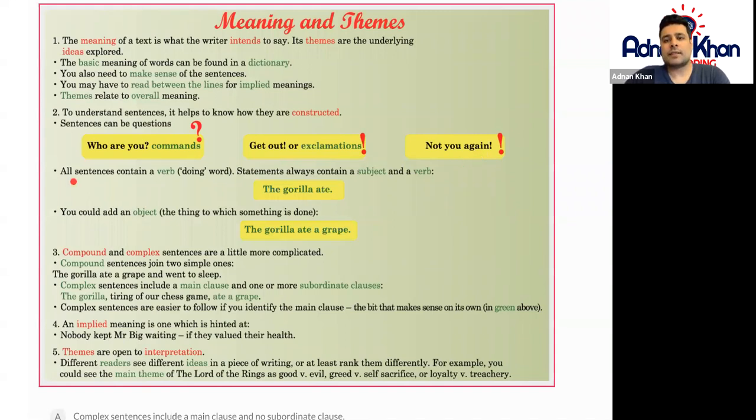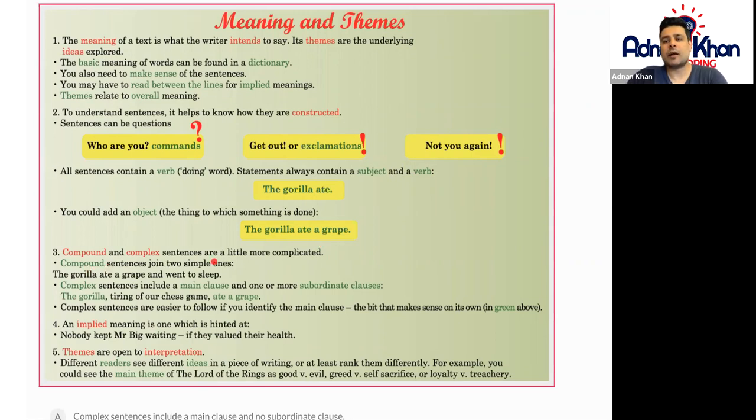All sentences contain a verb, which are doing words. Statements always contain a subject and a verb. So the gorilla ate. The gorilla in this case is the subject, and the word ate is the verb. You could add an object, the thing to which something is done. For example, the gorilla ate a grape. Again, the gorilla is the subject, ate is the verb, and grape is the object.